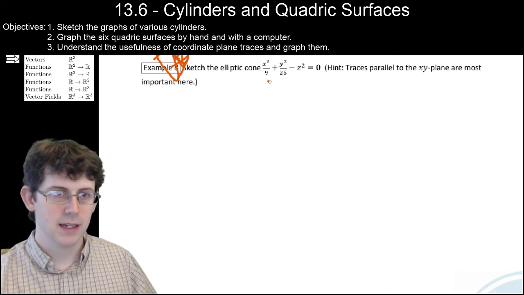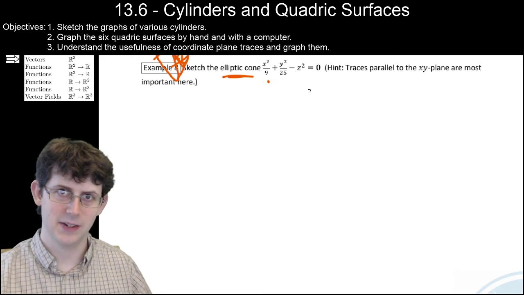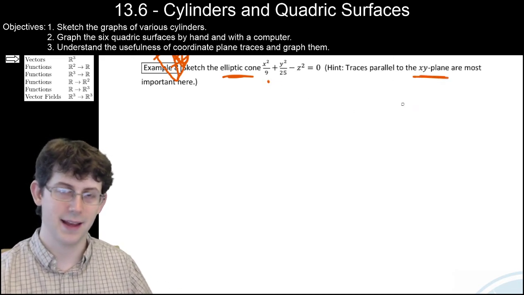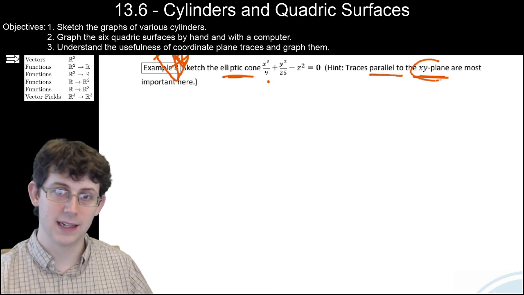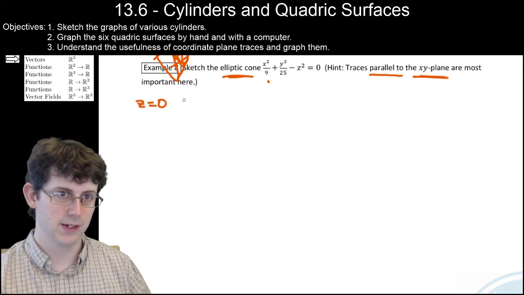Okay, here's another shape. This is an elliptic cone, apparently. So let's try to figure out what's going on here. The hint is the traces parallel to the xy plane. Notice, parallel to the xy plane, not the xy plane itself. So here's the xy plane, z equals 0. This gives us an ellipse.